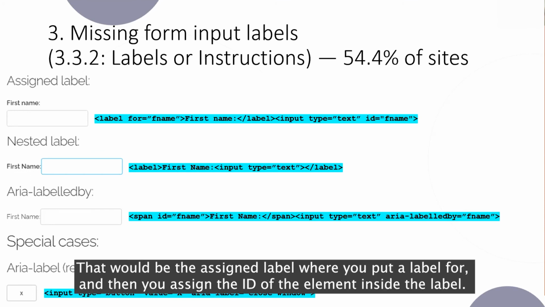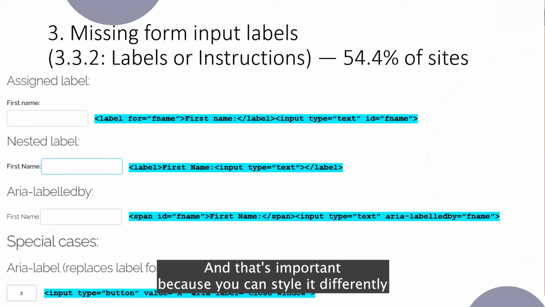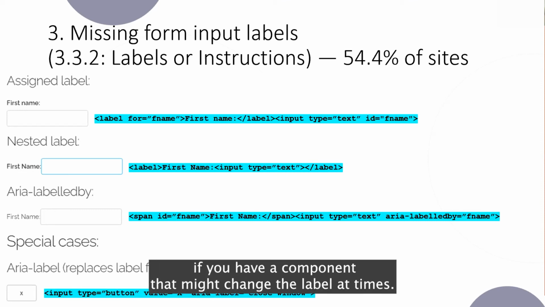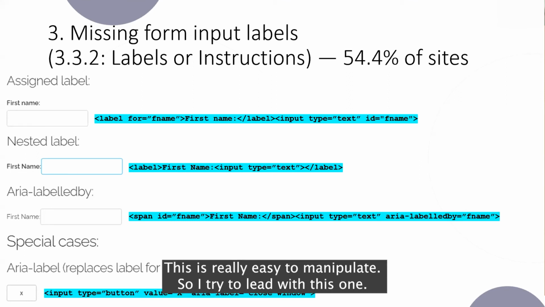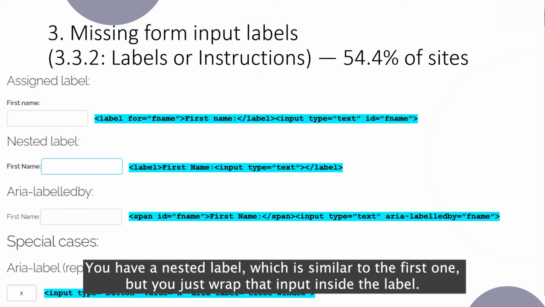That would be the assigned label, where you put a label and then you assign the ID of the element inside the label. And that's important because you can style it differently. If you have a component that might change the label at times, this is really easy to manipulate. So I try to lead with this one.